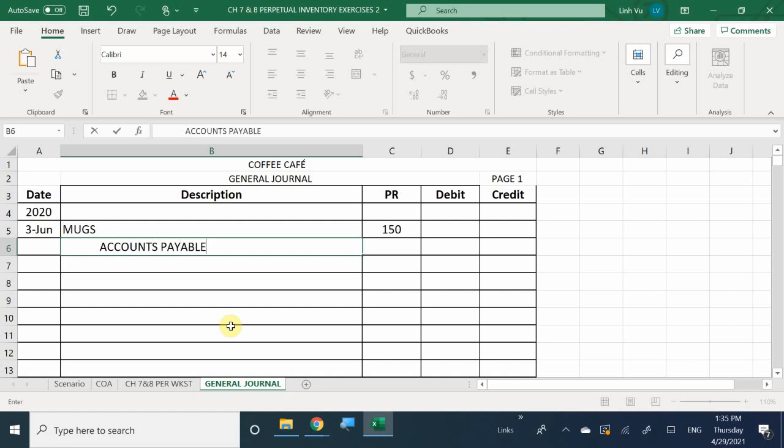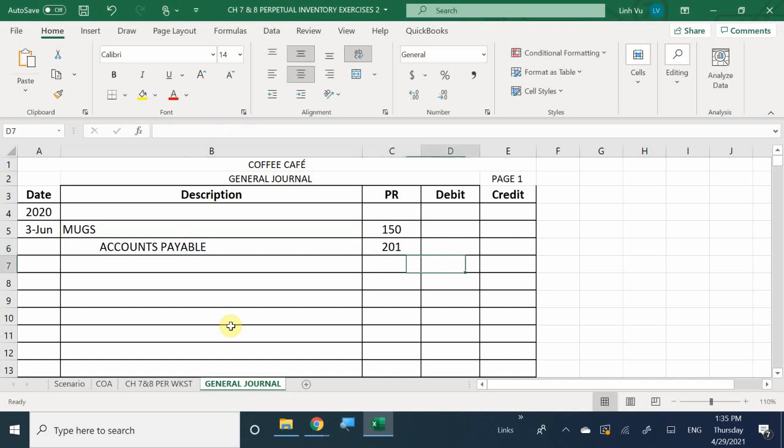Accounts payable, right? Account number 201. So once again, you have two options here. You can stop here and go work your number into your inventory worksheet and then come back and fill in the rest of the information. So in this case, that's exactly what I will do.